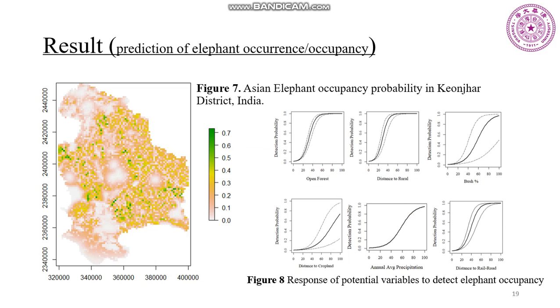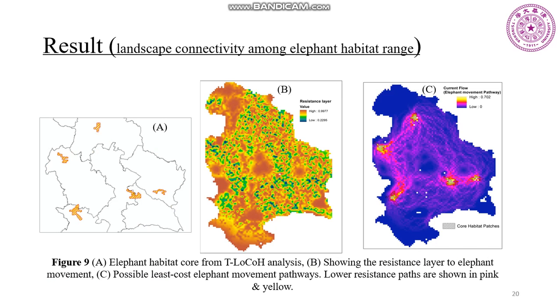Then the elephant occupancy was detected. Here is the map, and I found 6 to 7 potential variables, out of 15 variables, which helped me in detecting elephant occupancy. As you can see, open forest, cropland, and precipitation show the potential to estimate their occupancy. Then I used Delaunay triangulation analysis for deriving their habitat core.